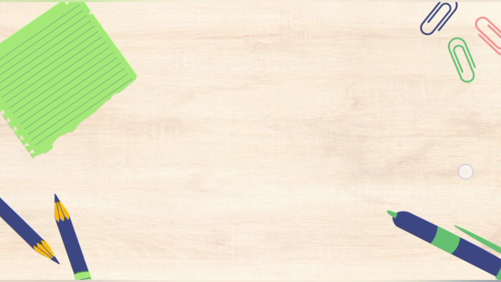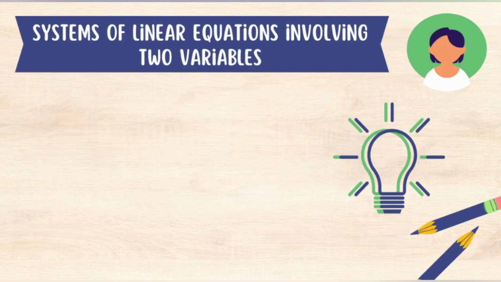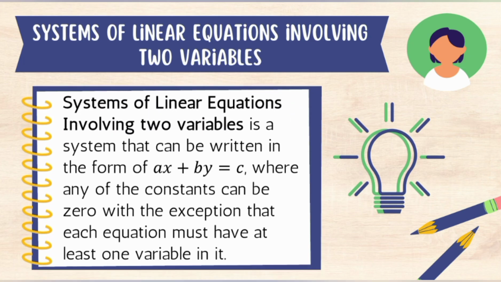So for today, we will talk about solving systems of linear equations involving two variables by graphing, substitution, and elimination. When we say systems of linear equations involving two variables, this is a system that can be written in the form ax + by = c, where any of the constants can be zero, with the exception that each equation must have at least one variable in it. The constants here are a, b, and c, while x and y are the variables.